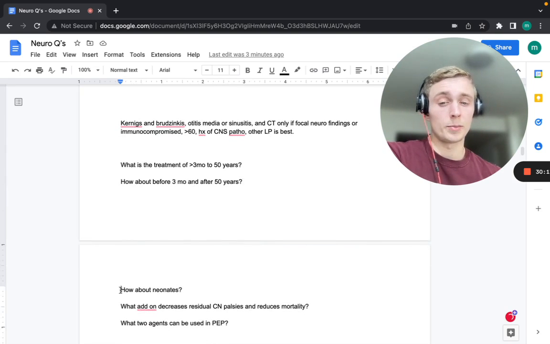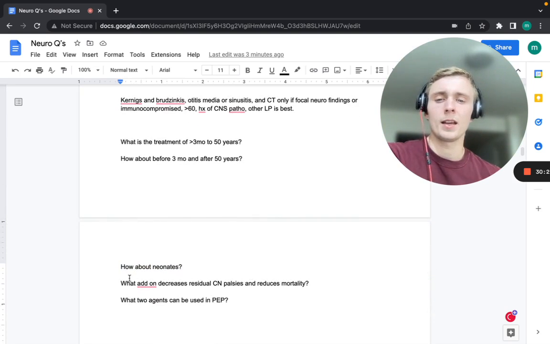How about treatment in neonates? What would you do for treatment in neonates? And what add-on to your treatment decreases residual cranial nerve palsies and reduces mortality? What add-on? We give this all the time in URIs and lung problems. So what add-on would you do? And what two agents can be used in post-exposure prophylaxis? So a lot of questions here.